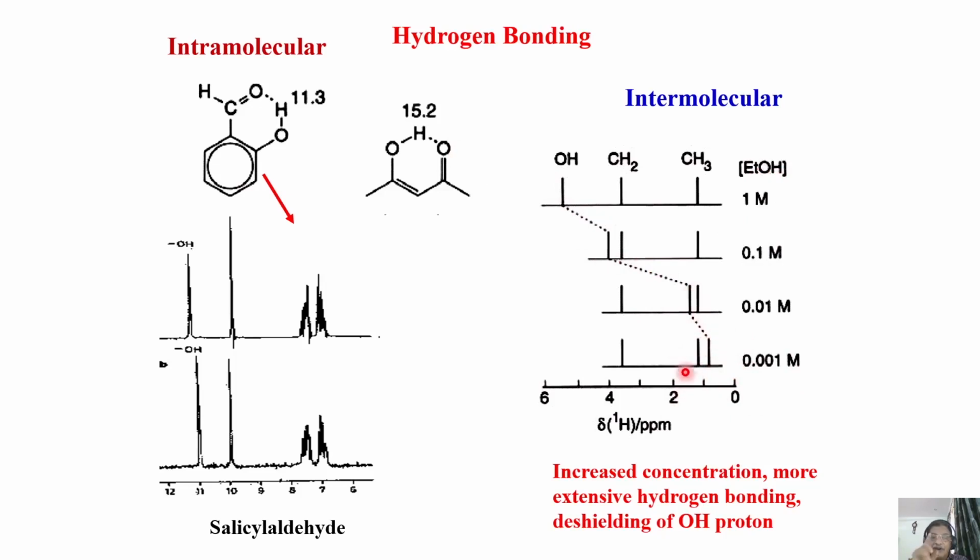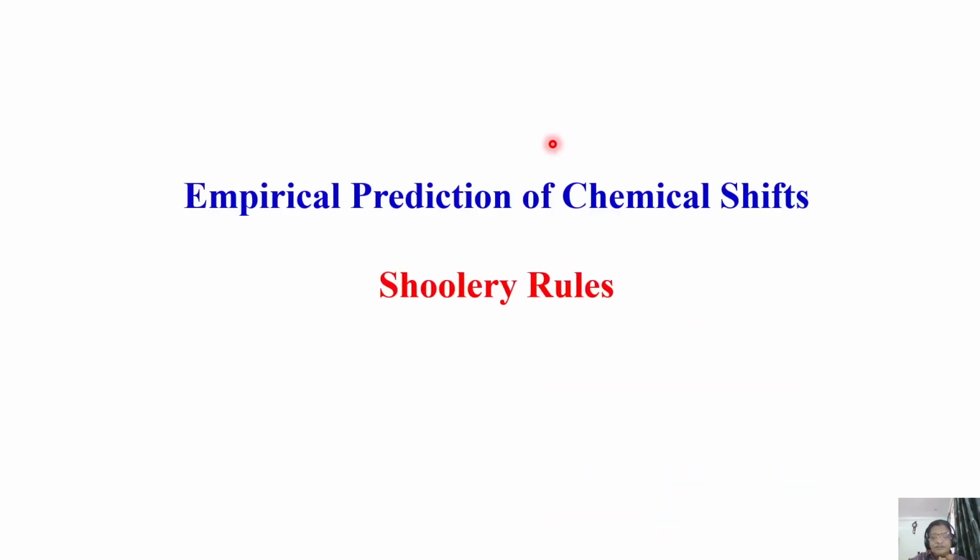That's what I said. For exchangeable protons, OH and NH, there is no distinctive chemical shift range. At very low concentration of EtOH, it was beyond CH3, that is very high field. As you keep on increasing the concentration of EtOH, you see it moves so much downfield. A drastic shift is there. So these things help you in understanding hydrogen bonding and other things.